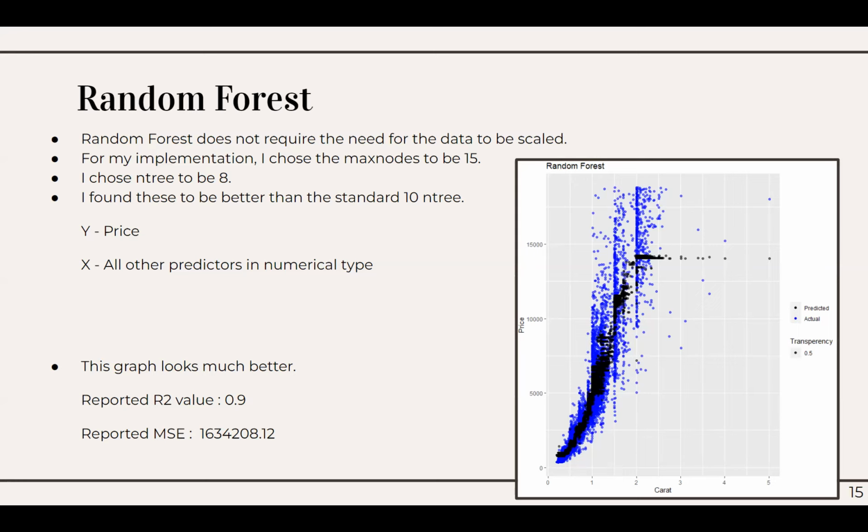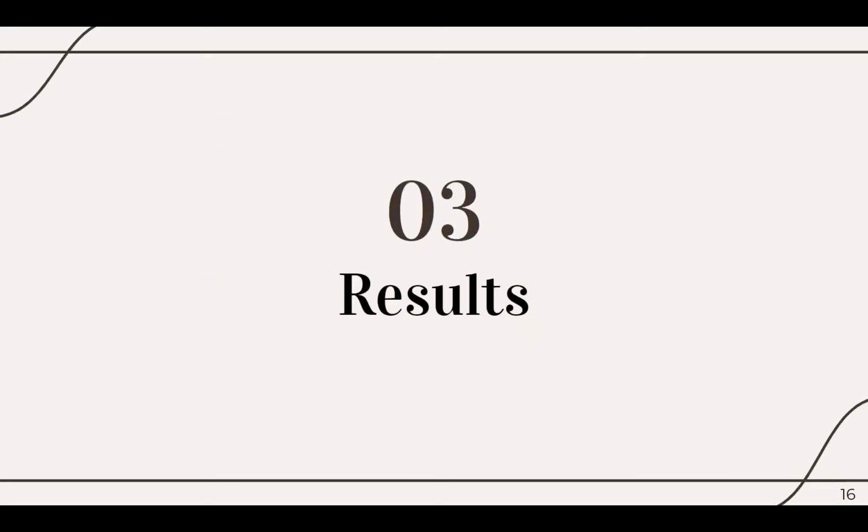Over here, I'm predicting the price with the other variables that are in the data set. And you can notice that the graph looks much better with random forest. I would like to say that it's the best that we've seen so far. The R square value you can see over at the bottom, and the mean squared error compared to the other models also seems to be a little bit better. So those are my models that I've implemented.